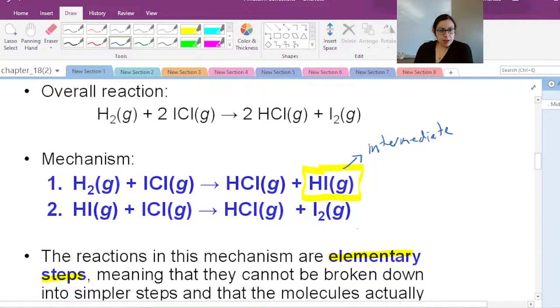Then we can break down this mechanism of what's going on. The first step is just H2 reacting with one equivalent of our iodine chloride, and then we make one equivalent of HCl and one equivalent of our intermediate. Then our intermediate goes on to do another step, reacting with another equivalent of iodine chloride, giving us our second equivalent of HCl, and finally our final product of iodine.